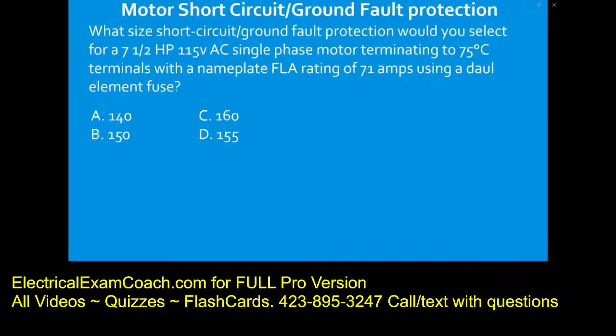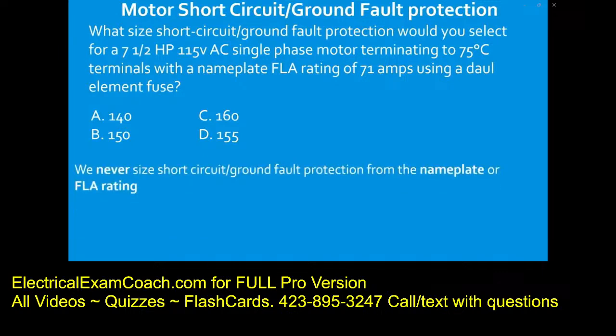What size short circuit ground fault protective device would you select for a 7.5 horsepower, 115 volt AC single phase motor terminating to 75° C terminals with a nameplate FLA rating of 71 amps using a dual element fuse? Now, we never size short circuit ground fault protection from the nameplate or FLA rating. We're going to use the FLC. So we go and we find out what our FLC is.